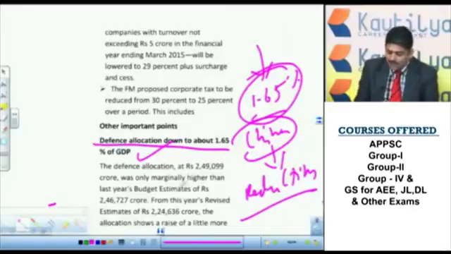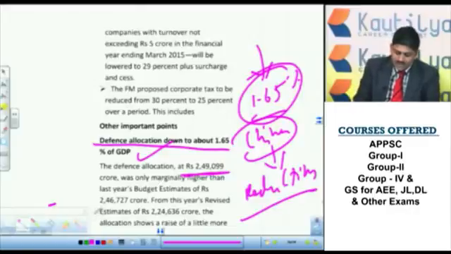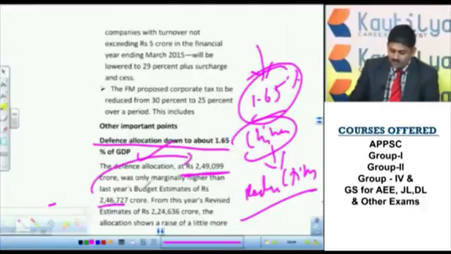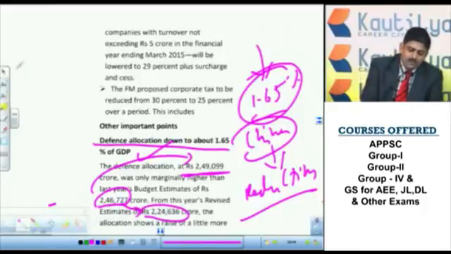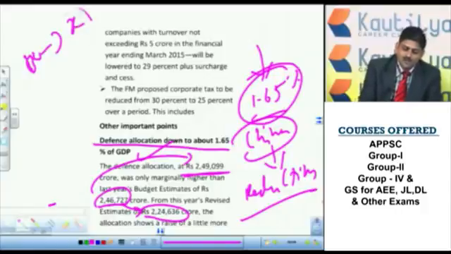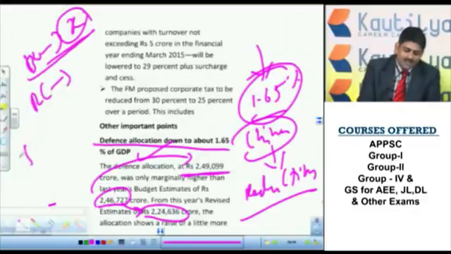If you take the total allocation, 2,49,099 crore. Okay, so last year's budget estimates were 2.46. So this time this happened. So this allocation is revised. Revised means actual spent. In the budget they will tell you how much they want to spend. Suppose they want to spend X, this is the budget estimate. The revised estimate is at the end of the financial year, when they declare how much was actually spent.